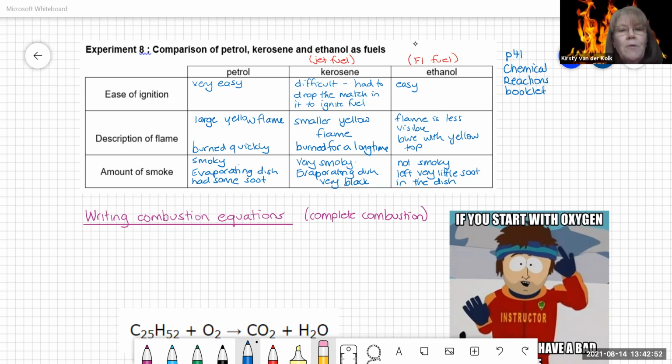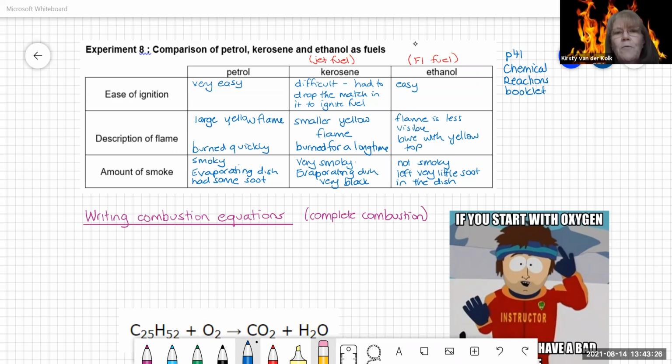So we used petrol, which is of course the fuel for motor vehicles. We used kerosene, which is jet fuel, and we used ethanol, which is a component of Formula One fuel. So we're looking at the different ways that they burned. We looked at three features of their burning. We looked at how easily they ignited. We looked at what the flame was like and how much smoke was produced when they burned. So here's the results. Petrol ignited very, very easily.